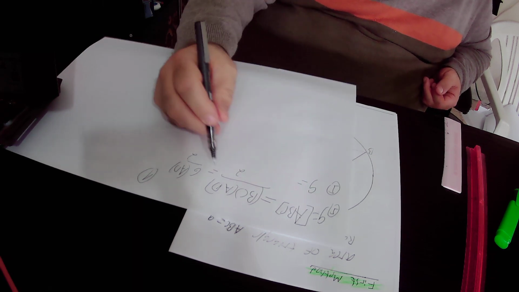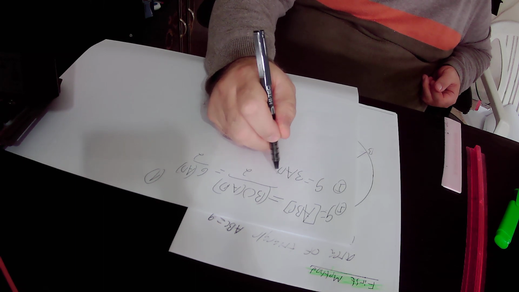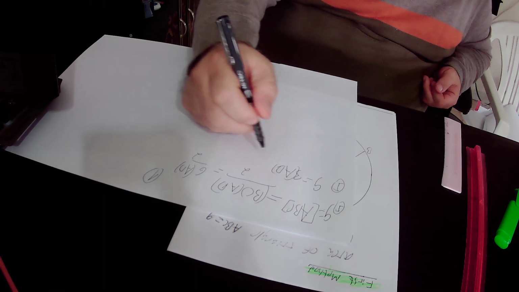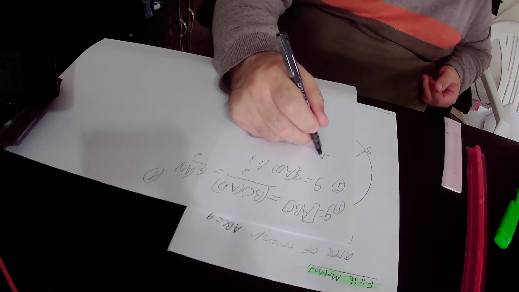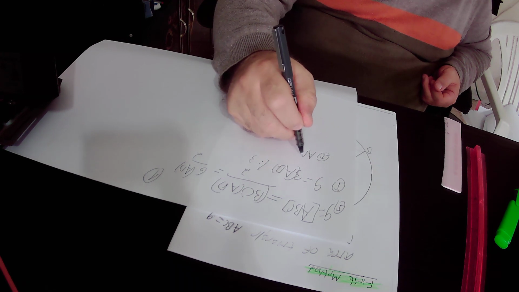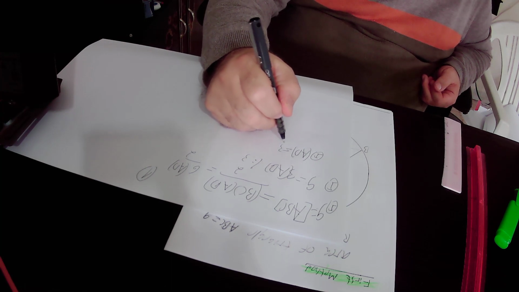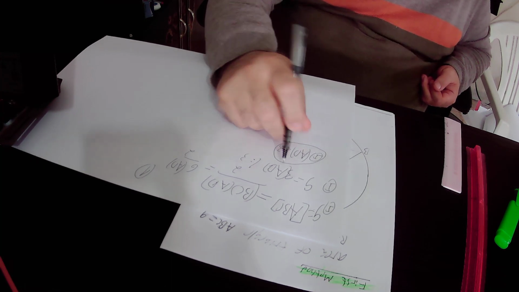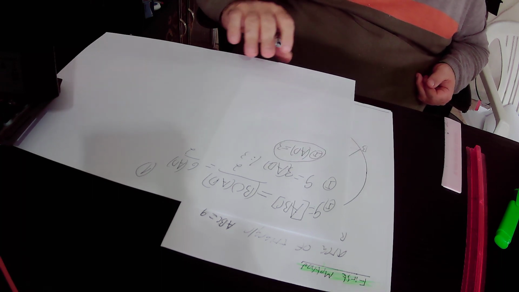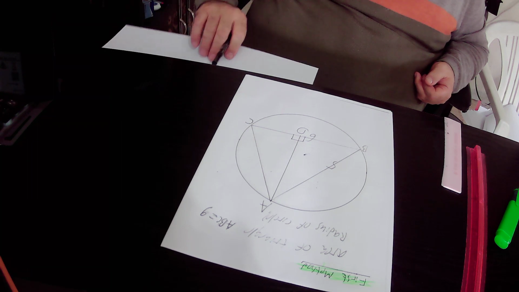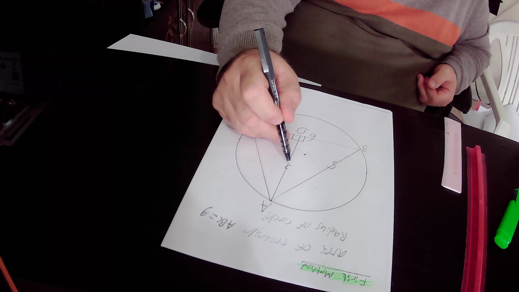9 equals 6 over 2, which is 3. So 9 equals 3 times AD. Here we divide this equation number 1 by 3, and we get that according to equation number 1, AD equals 9 over 3, that is 3 units. AD equals 3 units.